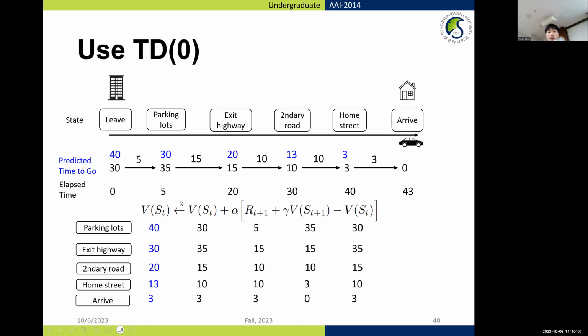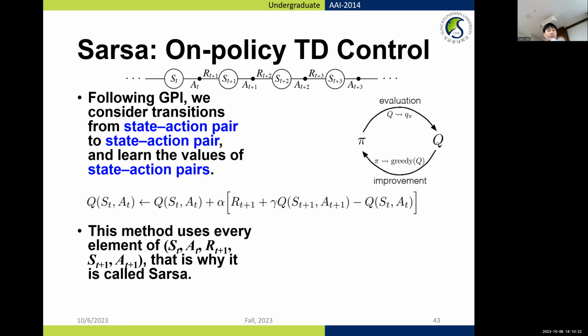Previously, this is the value V, the state value function. Now we change all V to Q, which is the action value function. It means we want to update the action values, the quality of the action. So now we replace V with Q, the state-action value, okay? Then we update the previous action value.